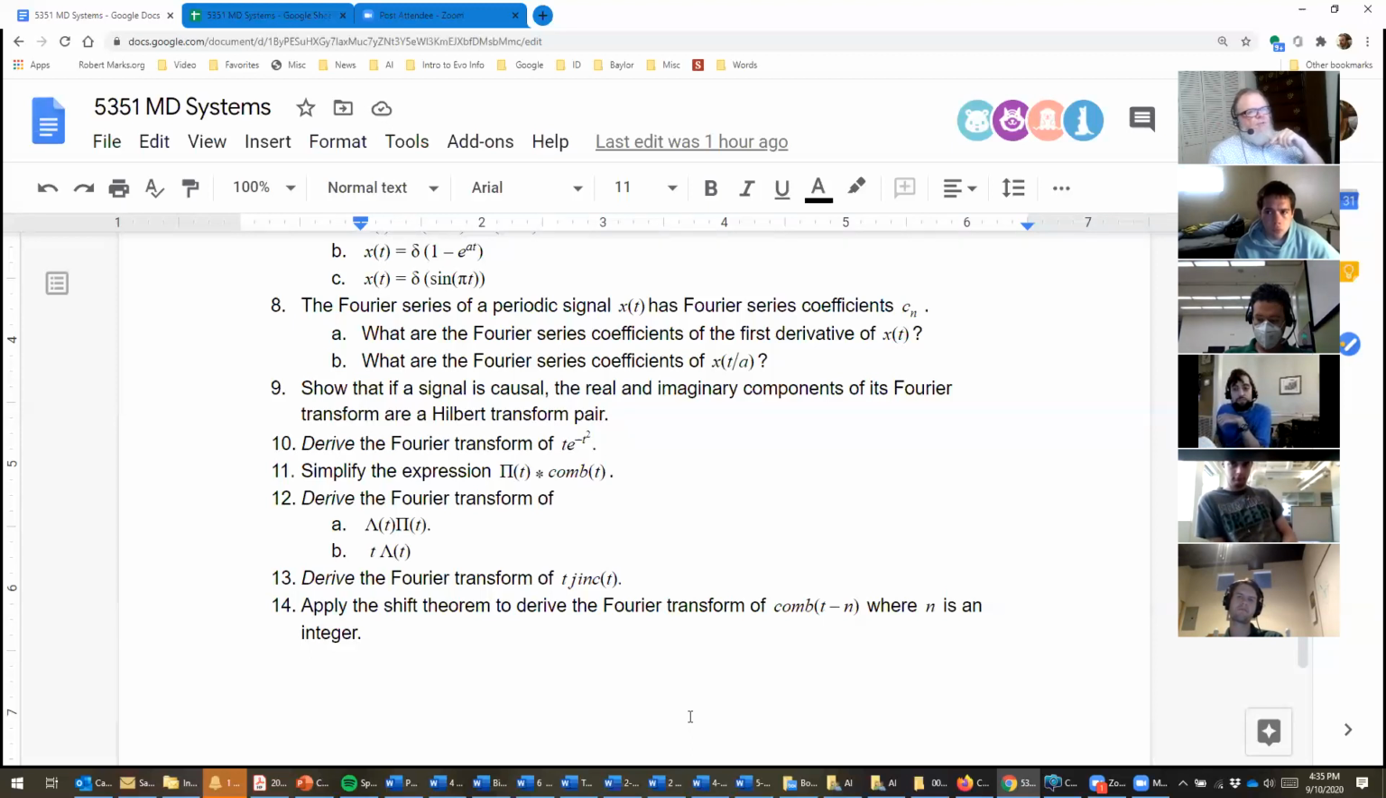Just look at it from the shift theorem point of view and see if the shift theorem works here, or maybe it breaks. I'll give you a hint, it works. But it's just kind of fun to see the way that these things fall out. Very interesting.